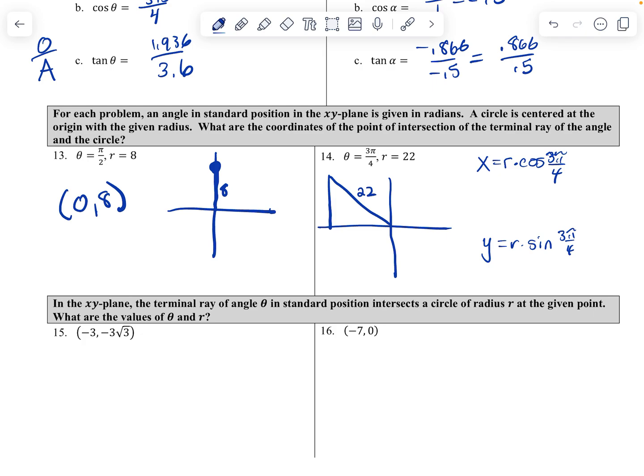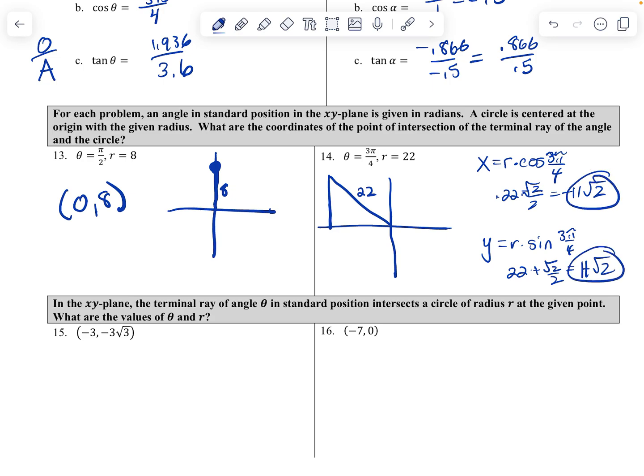So we know that this would be 22 times negative root 2 over 2. So that's negative 11 root 2. This would be 22 times root 2 over 2. Oh, sorry, sign is positive. So positive 11 root 2. So you have your x and y's.